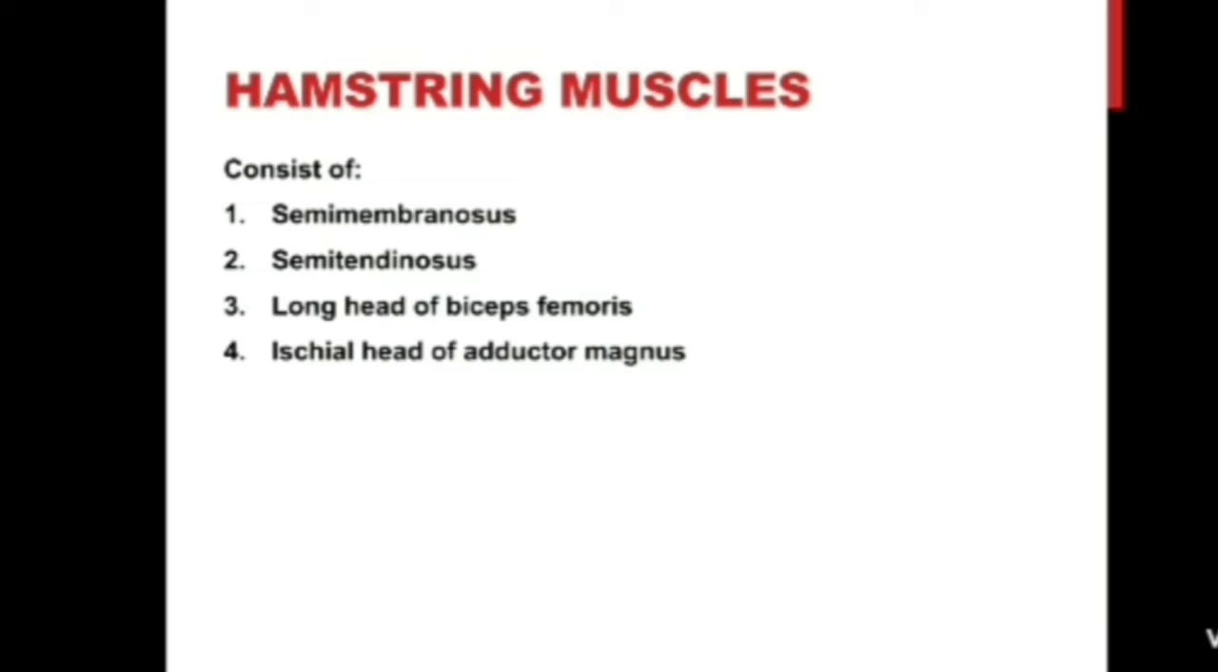So we have two semi muscles and we have biceps femoris long head. We can associate it with biceps brachii, which we have learned in the upper arm. Femoris here because it's obviously in the thigh, which has the femur, and the ischial head of adductor magnus.